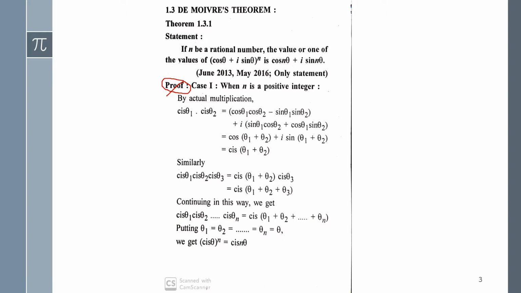Okay, and here it's given a statement that if n be a rational number, the value of cos theta plus I sin theta whole raised to n power is equal to cos n theta plus I sin n theta. It means here we can write, if n be a rational number then the values of this one will be okay.